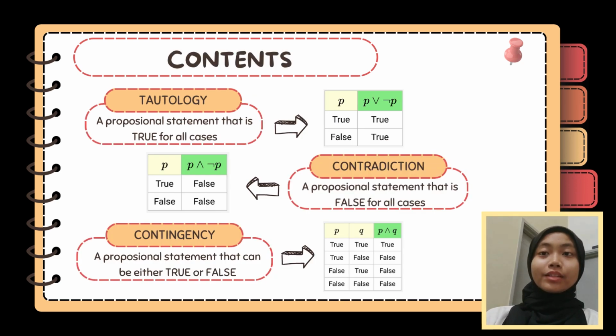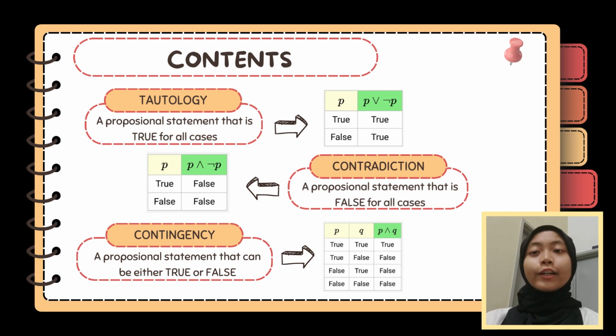Next, let me introduce you to the three natures of compound statement, which are tautology, contradiction, and contingency. Tautology is a propositional statement that is true for all cases, which means it cannot be false. And the contradiction is the opposite of the tautology. Contradiction is a propositional statement that is false for all cases, which means it cannot be true.